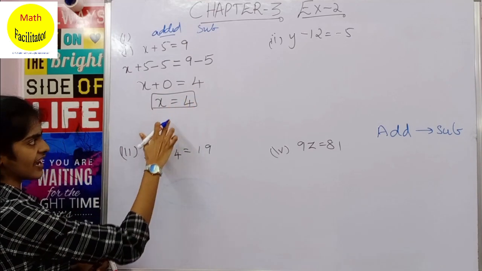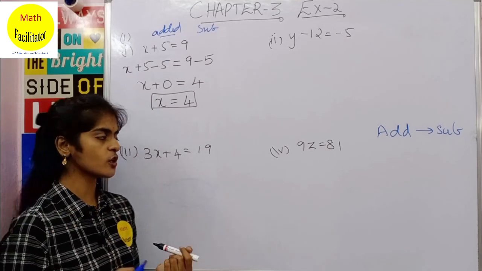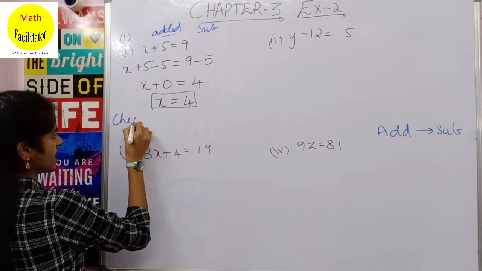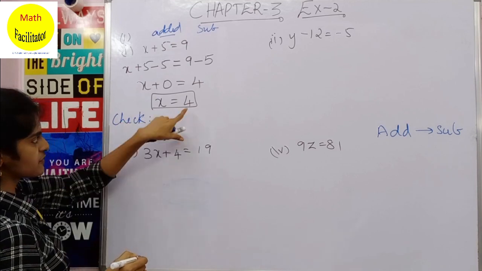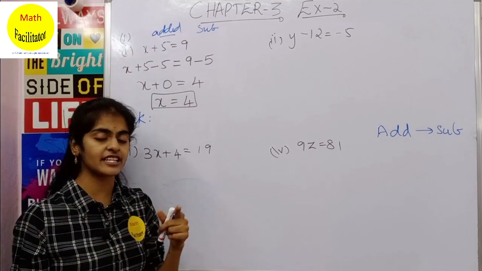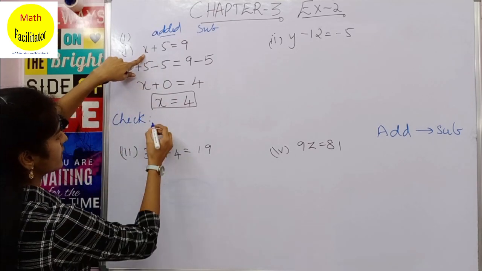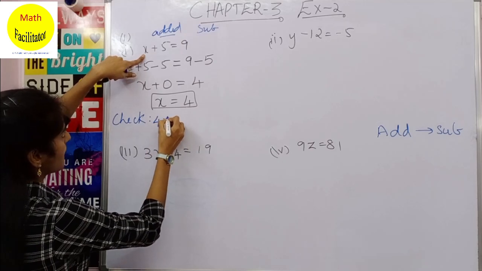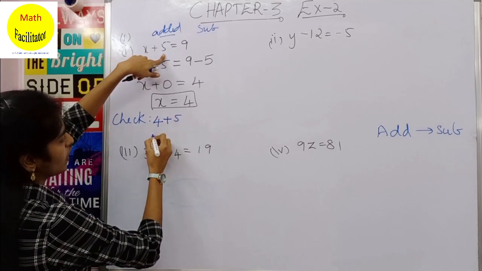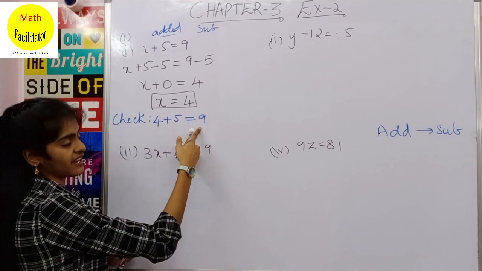Now this value you have to check. In the question they have asked you to check. So how will you check? To check, you substitute this value here in the LHS, and you'll see if LHS is equal to RHS or not. So if you substitute 4 here, what does it become? It is 4 plus 5, which is equal to 9. So 4 plus 5 is 9.